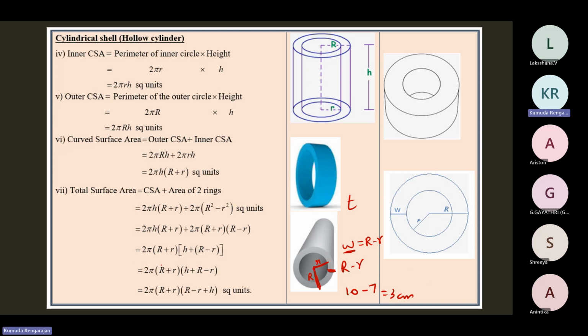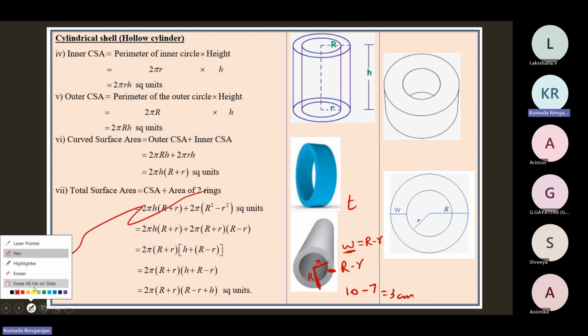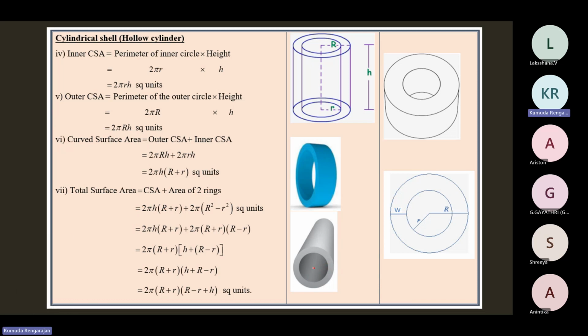Supposing you're given only the internal radius and the thickness. Say the internal radius is 4, and the thickness is 1. Then what will be the value of capital R? 5. Correct. 5, because 4 plus the thickness 1. So 4 plus 1, capital R is 5.